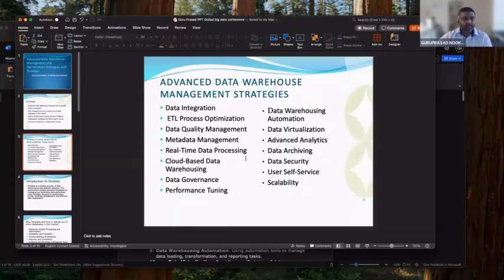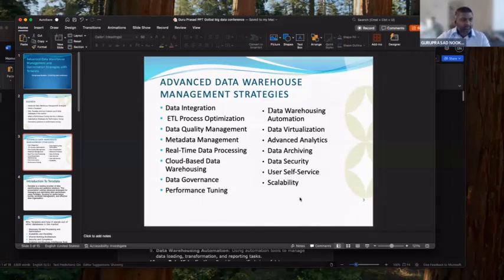Coming to the advanced data warehouse management strategies, there are tons of management strategies for data warehousing. Among them, I have picked up 15 items which play a major role in advanced data warehouse management strategies. These items will play a key role in your warehouse management. They are data integration, ETL process optimization, data quality management, and so on. I will go briefly over each of them, what is what, and then we will move to the next slide.